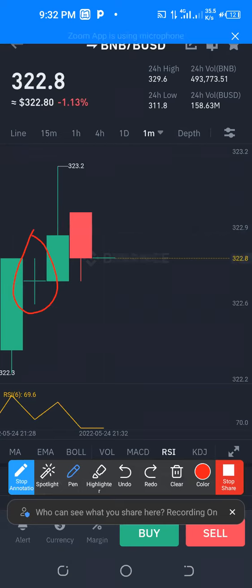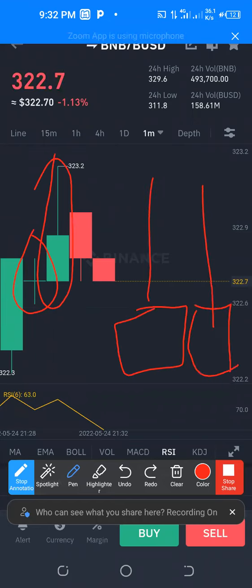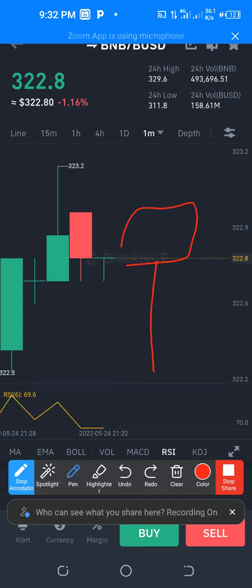Look at this inverted hammer. I was explaining tweezer earlier where we have something like this. Do you get it? This is tweezer top. Then we also had what we call tweezer bottom. Look at this. Every 1 minute, these candles are forming.